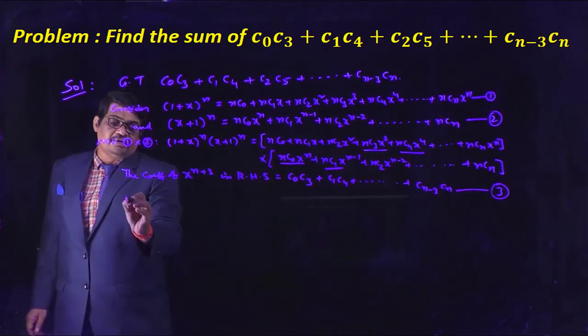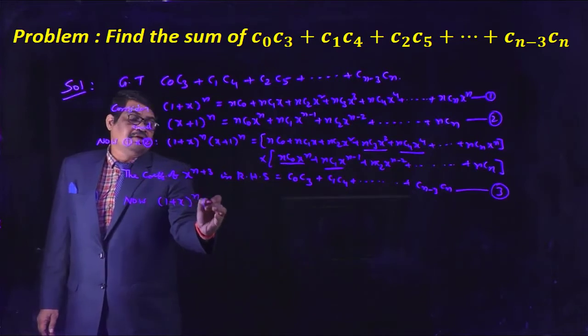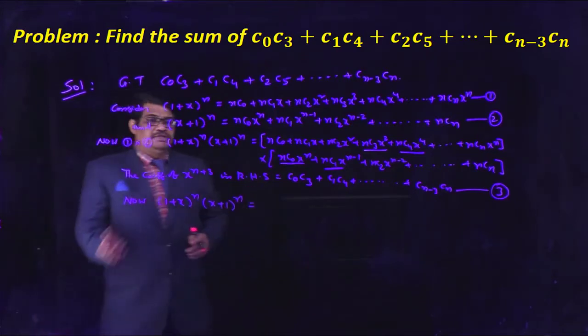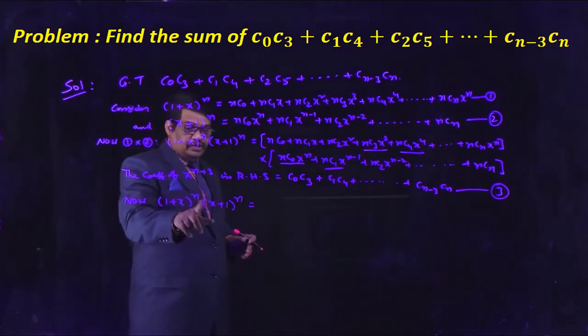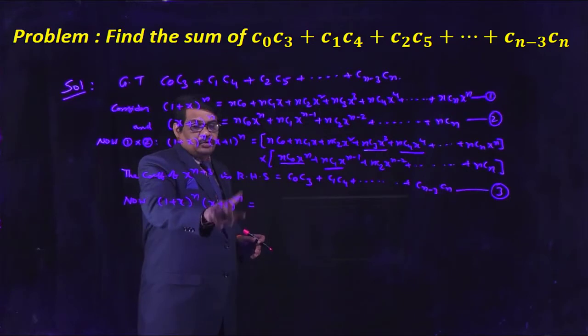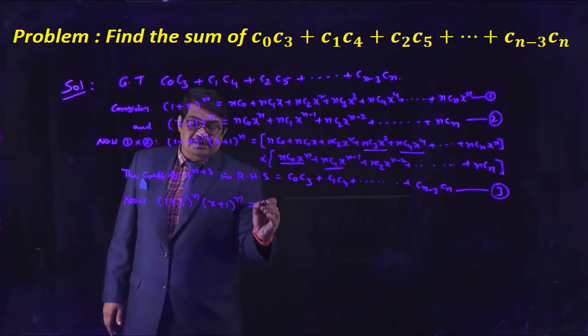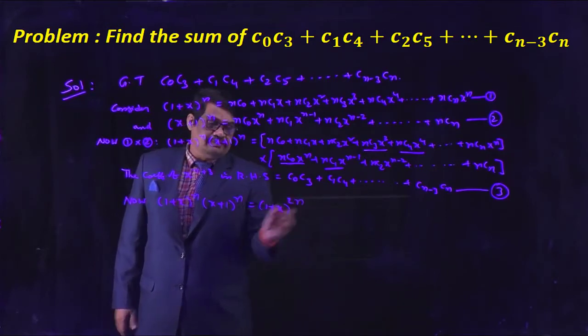Now we take the product of these two equations. The LHS is (1 plus x) whole power n into (x plus 1) whole power n. Both (x plus 1) and (1 plus x) are the same, so that is (1 plus x) whole power n plus n, that is 2n.